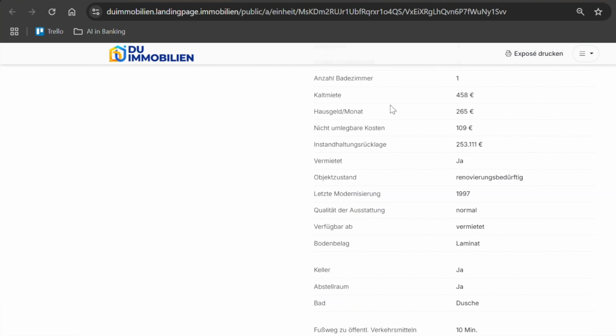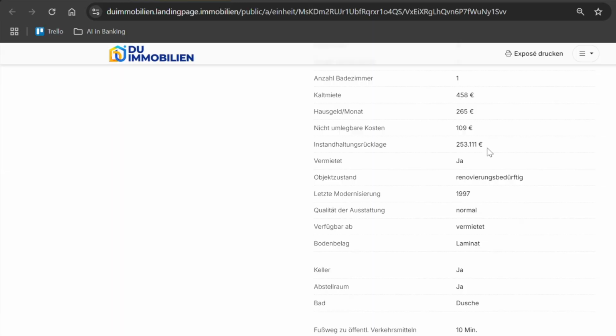And you can see the relevant information regarding the rent here. So 458 euros per month, that's a cold rent. You do have the Hausgeld of 265 euros, so the non-allocable and allocable costs. And this is also rather relevant for you. The reserves of the whole building, 253,000 euros overall. I'd say that's decent. It's obviously a large building, so if you would have to renovate the roof or whatever, this would definitely cost a lot of money as well. But this is a solid reserve, I would say.